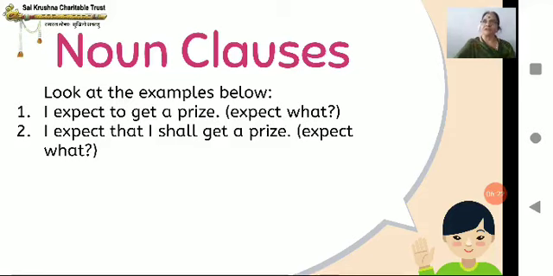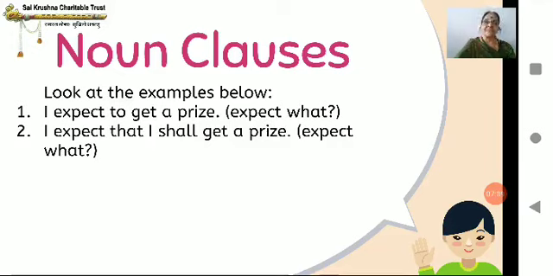What is the difference in these two sentences? In the first one, I expect to get a prize. To get a prize is a phrase. Expect what? To get a prize. I expect that I shall get a prize. What is the difference? I've added two words here, that, and I've repeated the I. Now look at the second part of the sentence. I shall get a prize. I, pronoun, shall get tells you about the verb, a, article, prize, object. I shall get a prize is a complete sentence where the subject is there, pronoun I, and there is the predicate, shall get a prize.